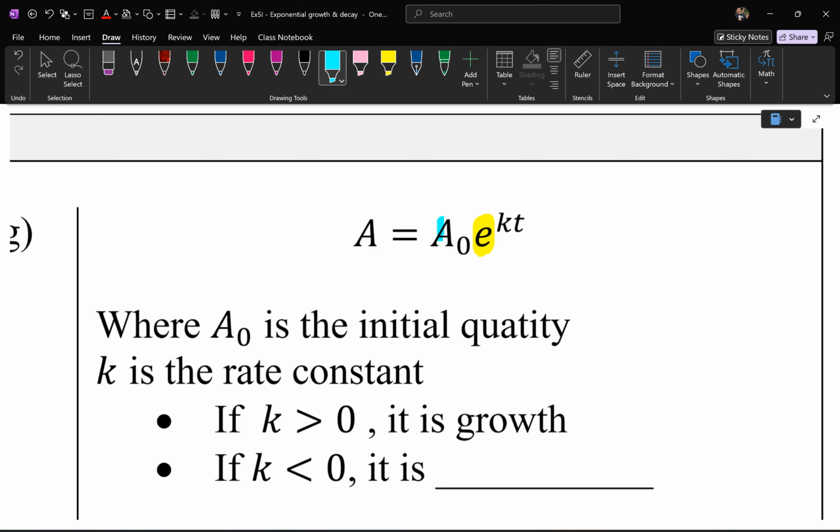What's A naught? Well, that is the dilation factor, and often that is the starting amount, its initial amount. So here they say A naught is the amount that you initially start off with, and then it grows or it decays by a certain amount.